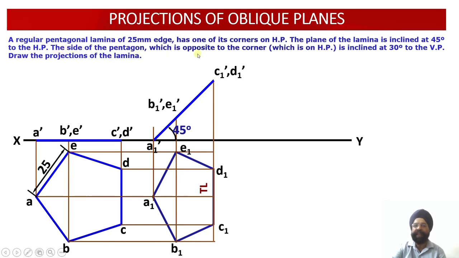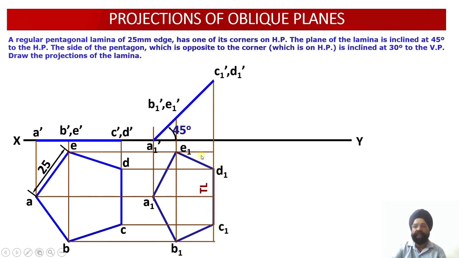of the pentagon which is opposite to the corner. We have been told that the side of the pentagon, this is the actual side of the pentagon, which is still the true length. So the side of the pentagon which is opposite to the corner which is lying on the HP. Just see, this is the corner which is lying on the HP, and this is the side or the edge of the pentagon which is just opposite to the corner. So this is the true length of this particular edge.